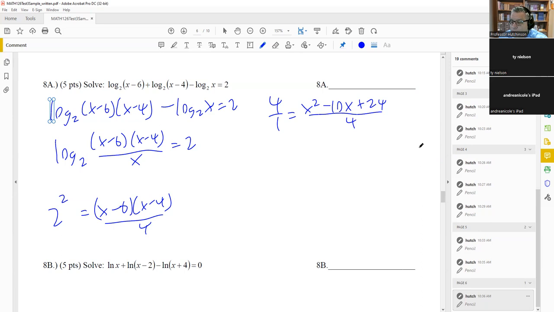Next thing we'll do is cross multiply here. So we're going to multiply this, x squared minus 10x plus 24 equals 16. You could have also multiplied both sides by 4 if you wanted to. That's okay as well.